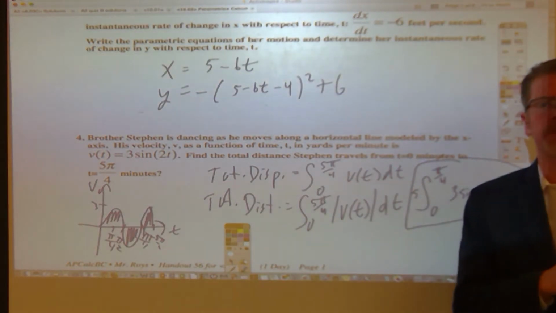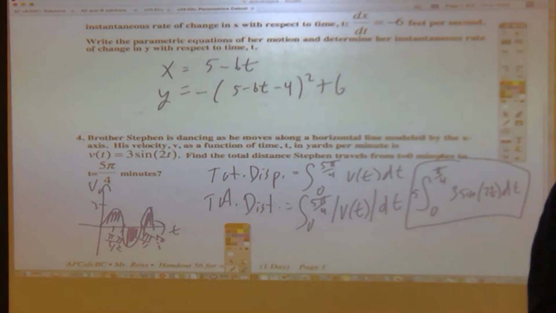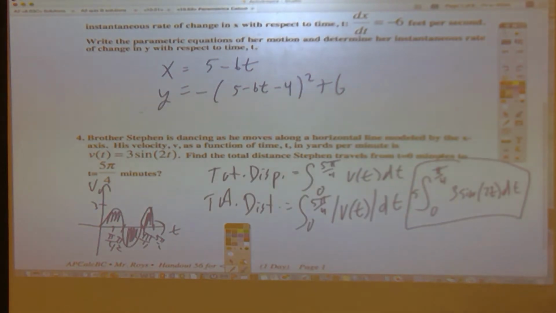Okay, so that's just a review of some things. We need to move into the new material, which is the calculus of parametrics.